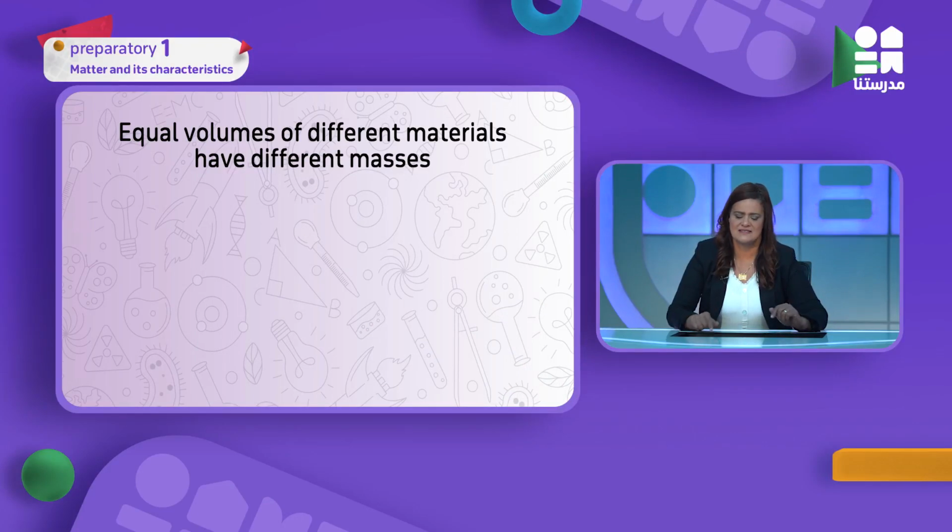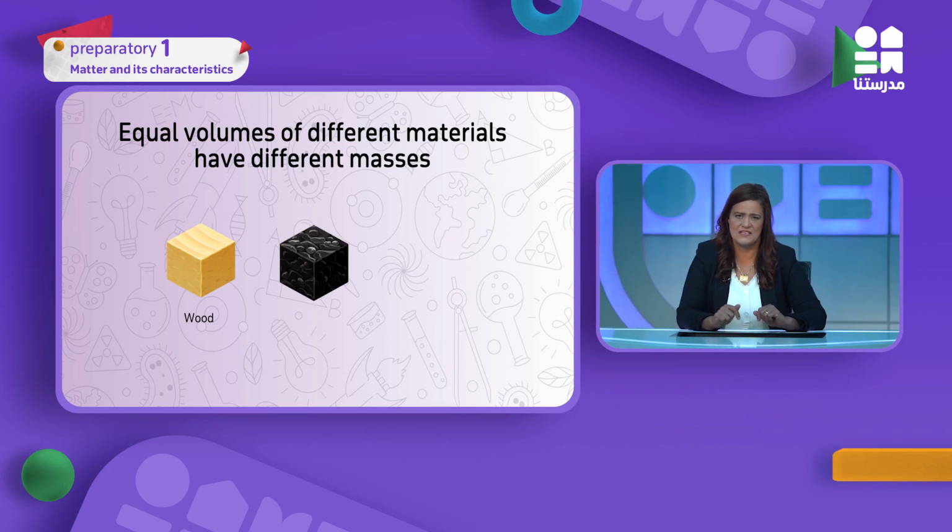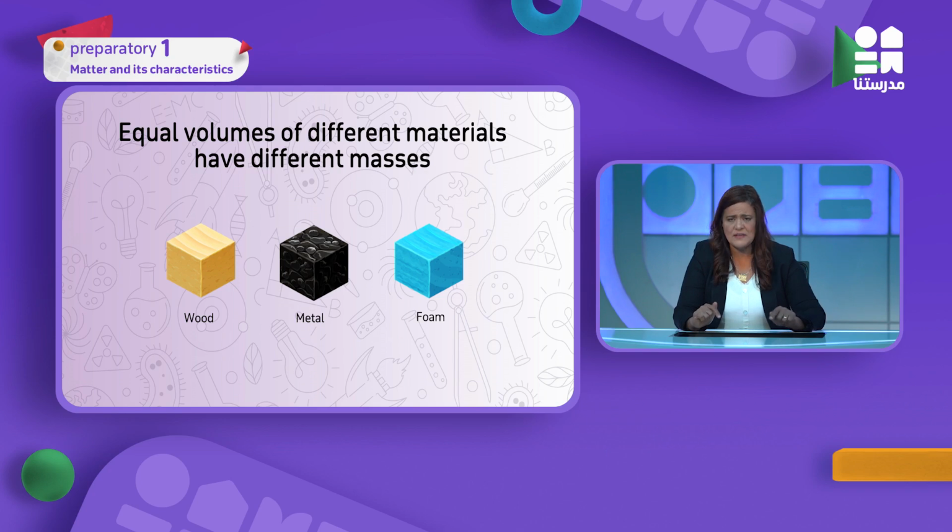Equal volume of different material have different masses. What do we mean by this? This is a piece of wood. And this a piece of metal. And I mean by metal here aluminium, iron, copper, whatever the type of metal. And this is a piece of foams or a piece of rubber, but here it is a piece of foams. Do the three pieces have the same weight, the same mass?